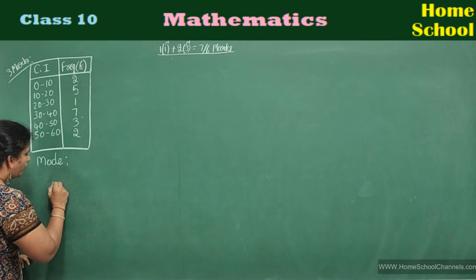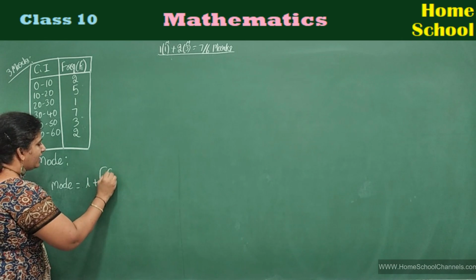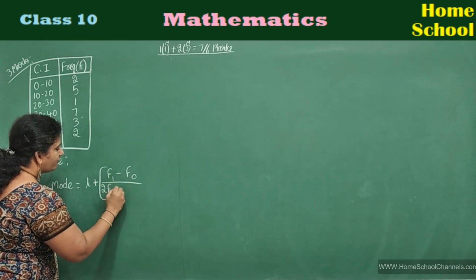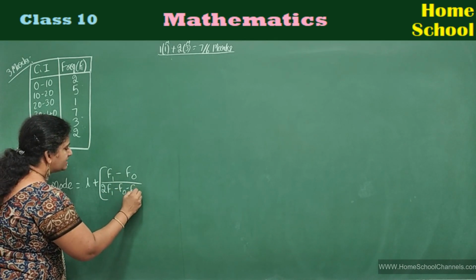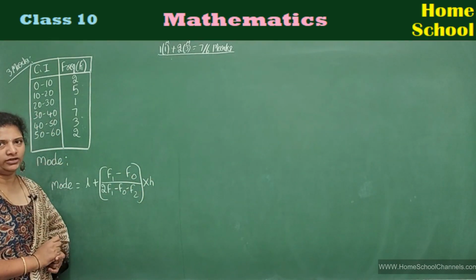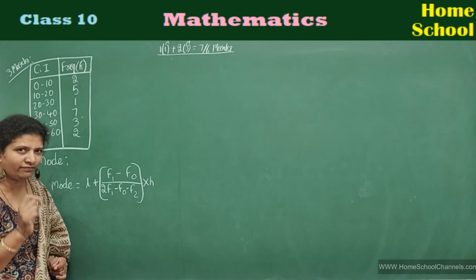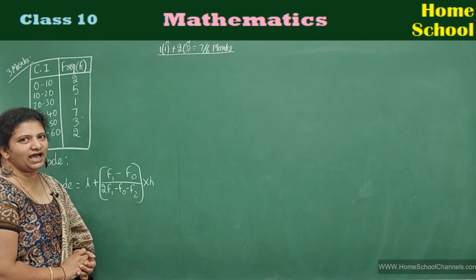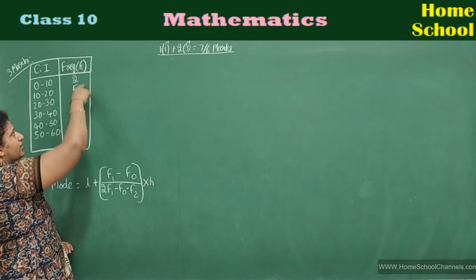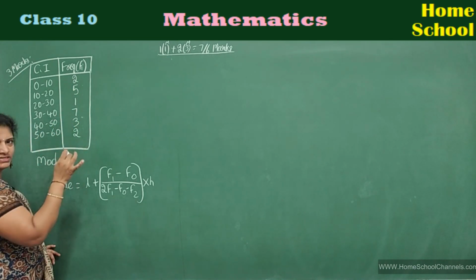Let me write the mode formula. Mode is equal to L plus (F1 minus F0) by (2F1 minus F0 minus F2) into H. To calculate mode, we should know the formula first and then identify the modal class. Look at the frequency column. What is the highest number here? Yes, 7 is the highest, the greatest number.